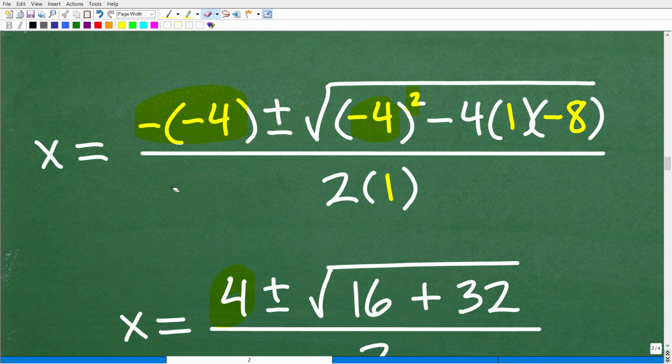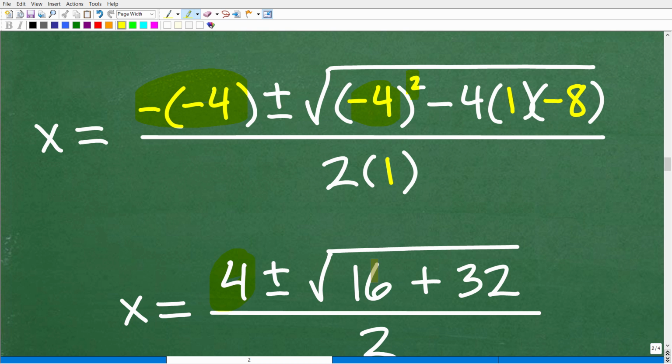So again, other common mistakes. With the quadratic formula, in terms of teachers grading students' work, there are so many mistakes. It's crazy, and there are a lot of basic ones too. All right, so (-4) squared is positive 16, and then minus 4 times 1 times -8. This right here is another place where students make a ton of errors.